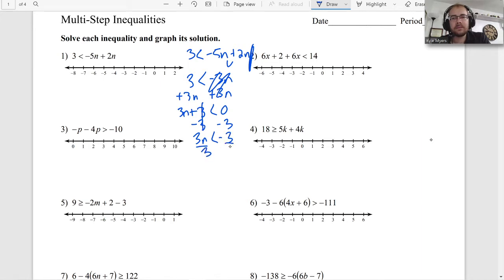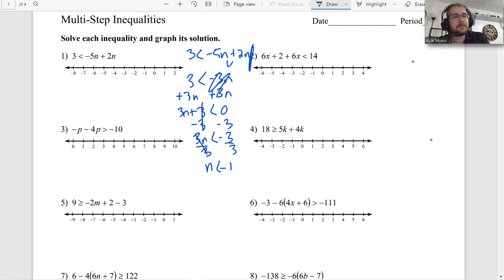Divide by 3. This probably would have been faster if I did it the other way, but whatever. Doing it this way, I don't have to flip the sign twice. If I have to divide by a negative, I have to flip the sign, and if the n is on the right, you want to move it over to the left and flip the sign again. So doing it this way, I don't have to flip the sign. That's just one of the ways you could have done that. But n is less than negative 1.